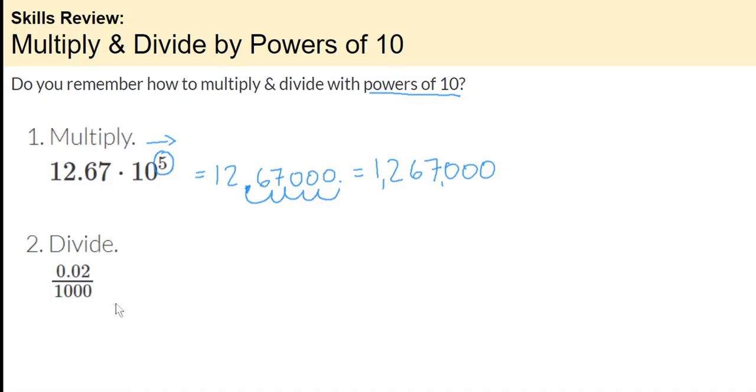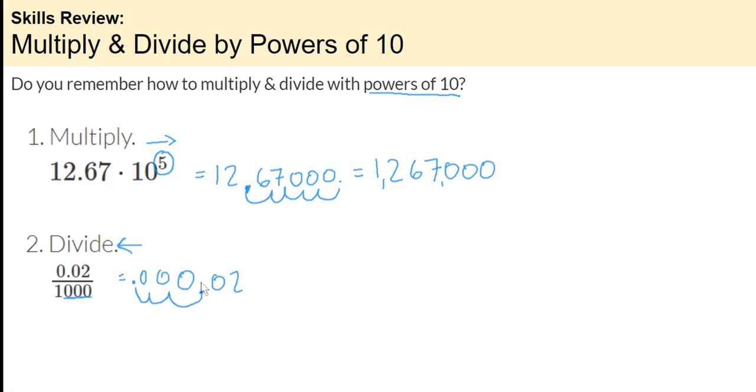All right. How did you solve this division one? What did you do to solve this one? All right, this is a little bit different. It doesn't have an exponent, but it has a bunch of zeros. So if it doesn't have an exponent, count the zeros. There's 3 zeros. So this means I'm going to take my decimal and move it 3 places to the left because we're dividing. Divide, we move left when we're dividing by a power of 10. So there's 1, 2, 3.